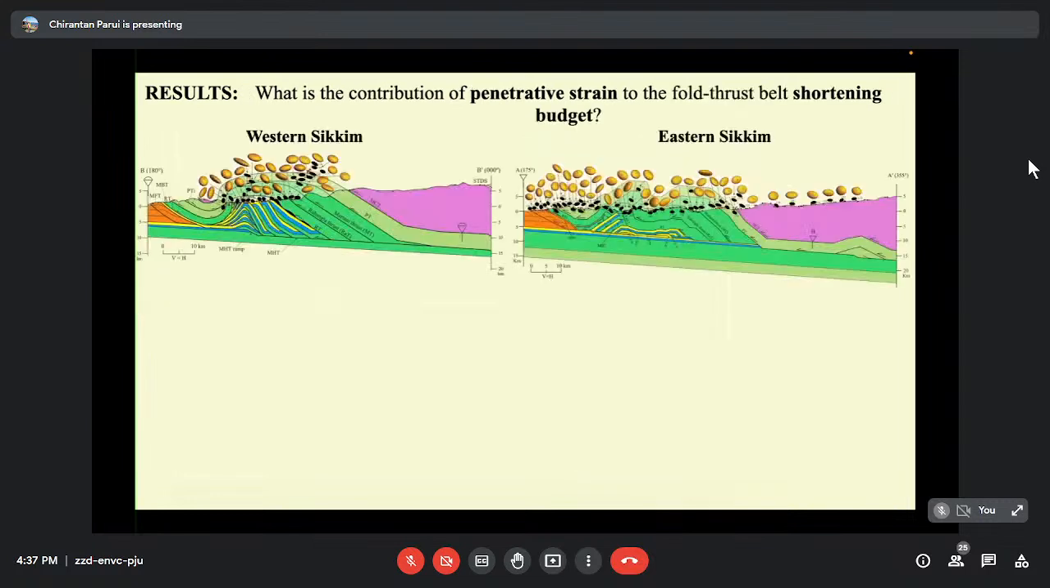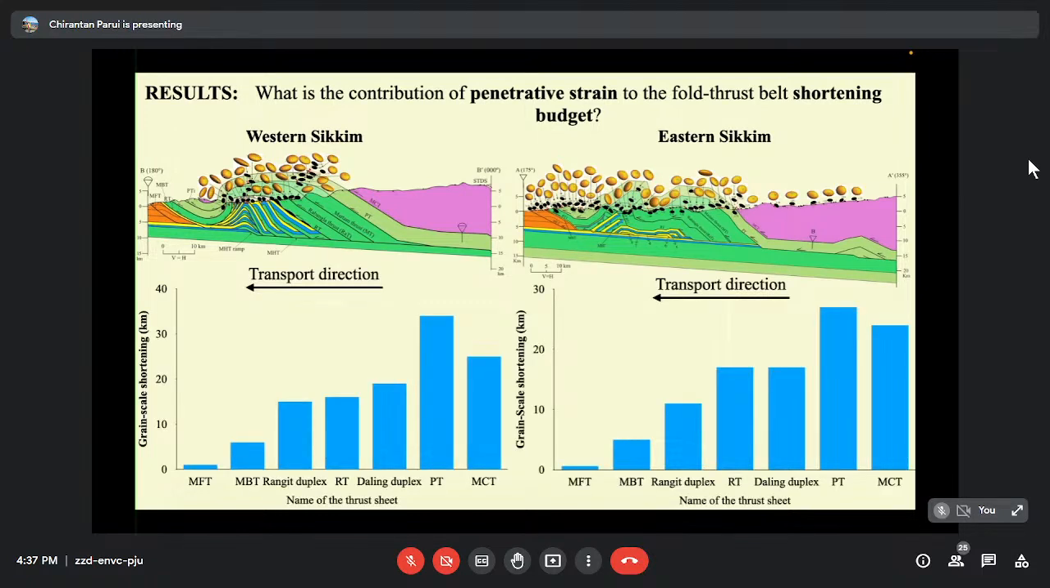Now, to calculate the grain scale shortening, I have integrated the penetrative shortening percentages with the base length of the corresponding thrust sheet to arrive at the grain scale shortening. Now, when I do that, this is how the grain scale shortening is distributed in every thrust sheet for Western Sikkim and for Eastern Sikkim.